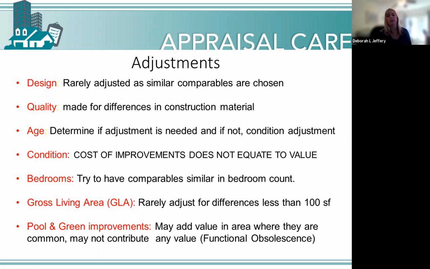Okay, so we've already gone over a lot of this stuff here, but I did want to point out that pools and green improvements like solar, people don't typically get their full return in the resale market for those improvements. And that's called functional obsolescence. So for instance, it could cost you $85,000 to build a pool, let's say, but the appraiser may only give you $10,000 in value. And so some people are shocked when they see that kind of stuff.